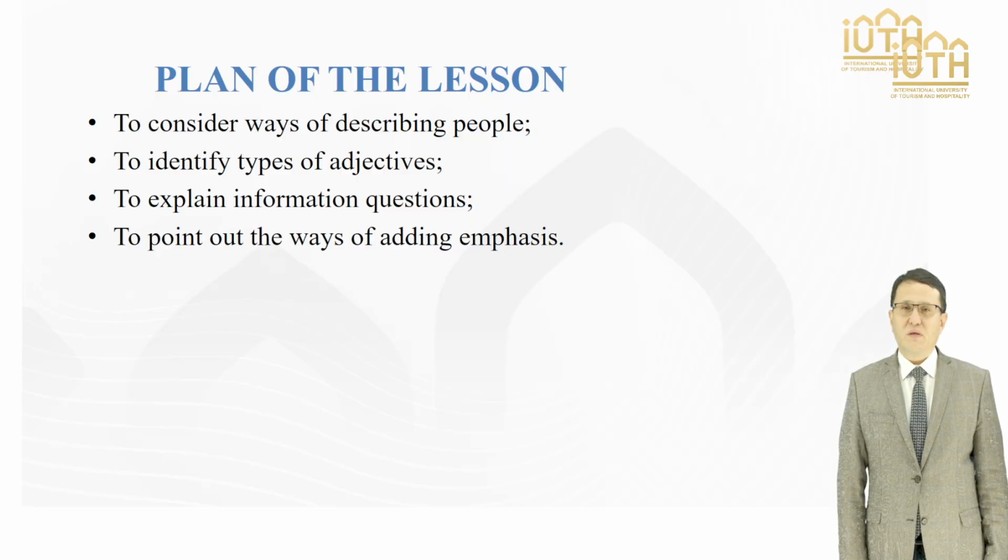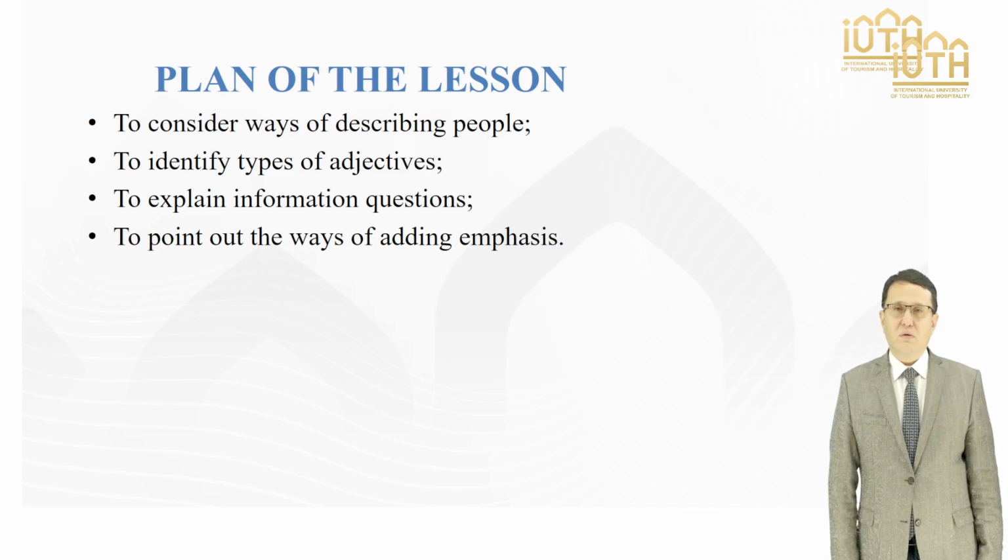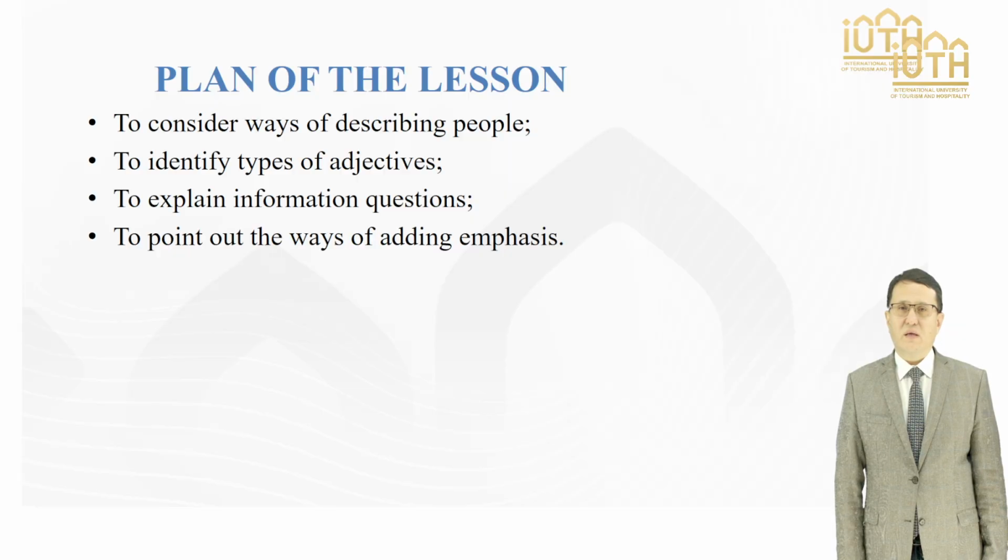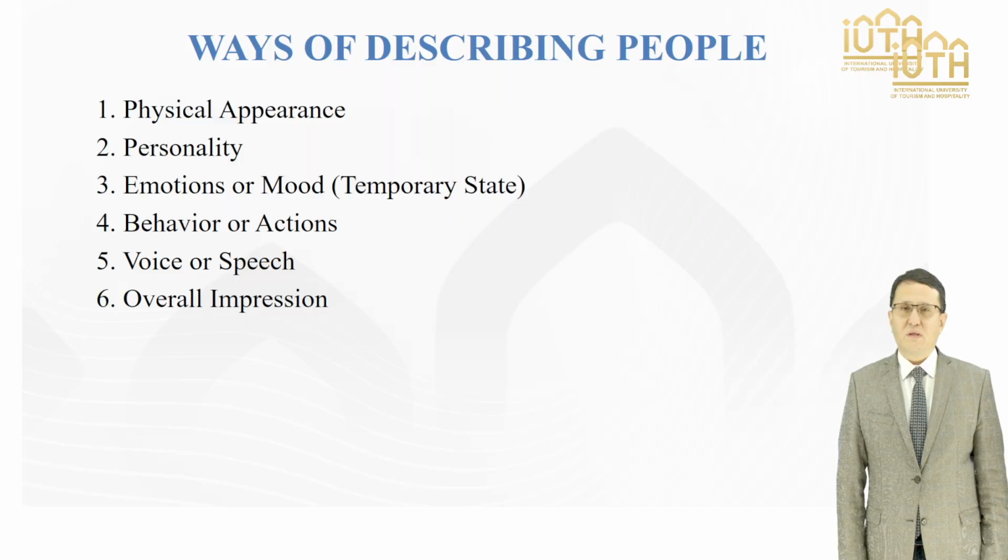We will consider the ways of describing people, and we will identify the types of adjectives. We will explain information questions, and you will learn the ways of adding emphasis. So now let's talk about different ways we can describe people. Describing people effectively involves focusing on specific traits and using clear, vivid adjectives to convey what someone is like. Here's a step-by-step guide to the ways of describing people, organized into key aspects.